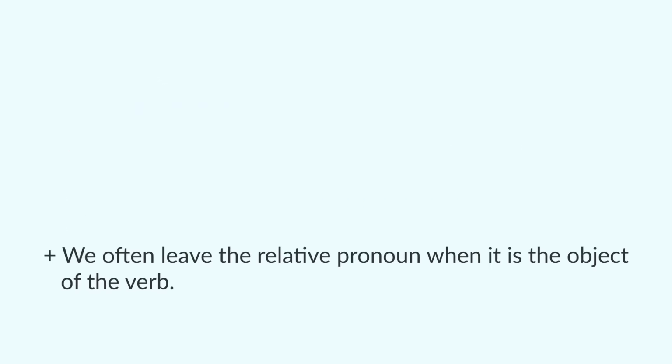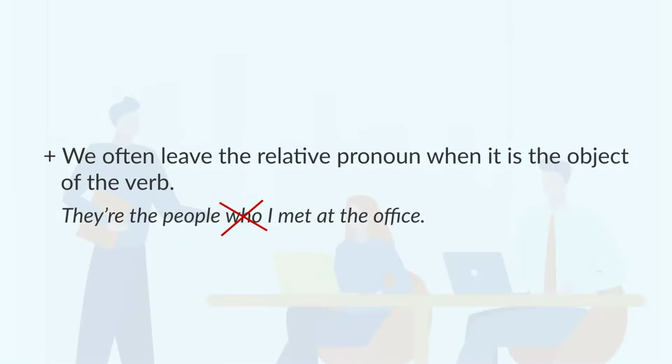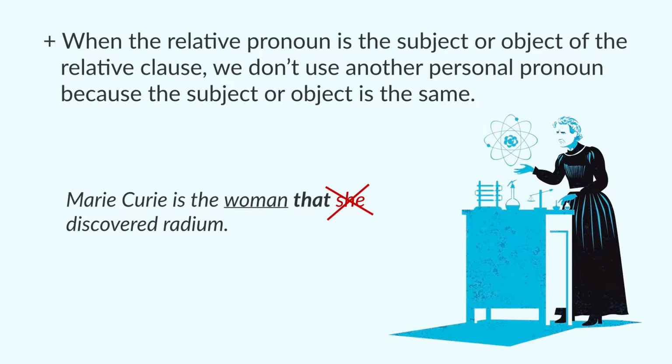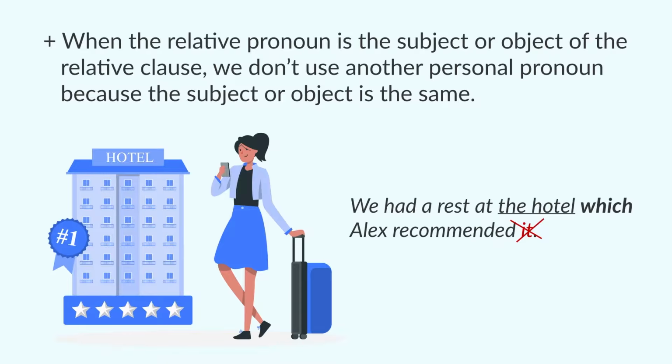Please note, we often leave out the relative pronoun when it is the object of the verb. For example, they're the people I met at the office. When the relative pronoun is the subject or object of the relative clause, we don't use another personal pronoun because the subject or object is the same. Marie Curie is the woman that discovered radium. That is the subject of the relative clause, so we don't need another personal pronoun. We had a rest at the hotel which Alex recommended. Which is the object of the relative clause, so we don't need another personal pronoun.